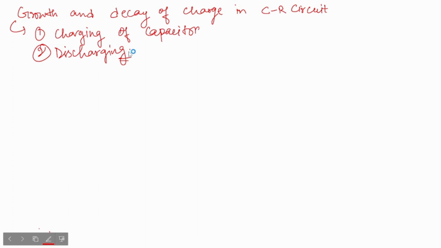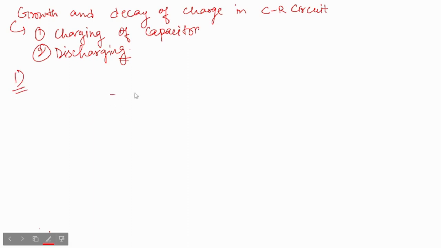So we'll be finding the amount of charge on the capacitor at any instant, the current that is flowing in the circuit. We'll be finding potential across capacitor, potential across resistor, and many things. So coming on to our first case, charging of capacitor.